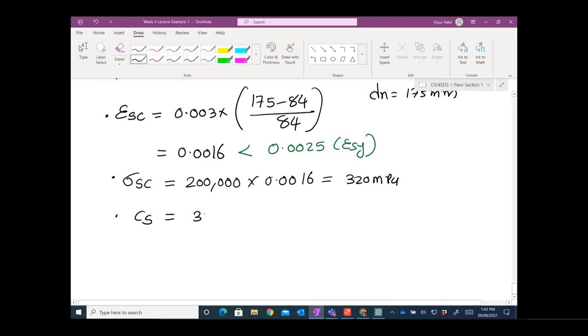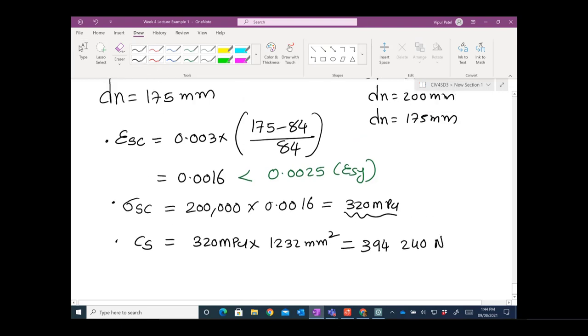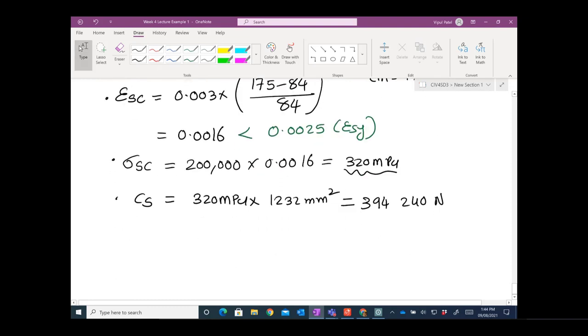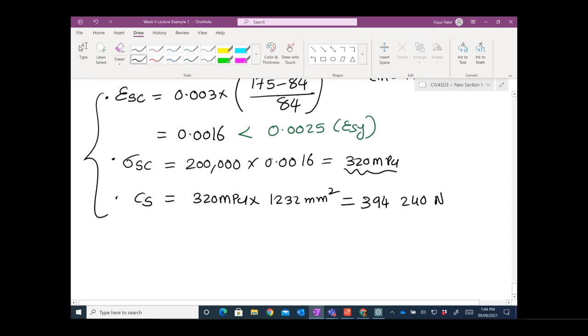So the force is equal to stress times area. The stress we just calculated times the area, 1232 millimeters square. You get 394. It's just repetition. I showed you this before, we did it for Dn equal to 149 and Dn equal to 200. We just go strain, stress, force. Strain, stress, force, three components. This is your top rear.